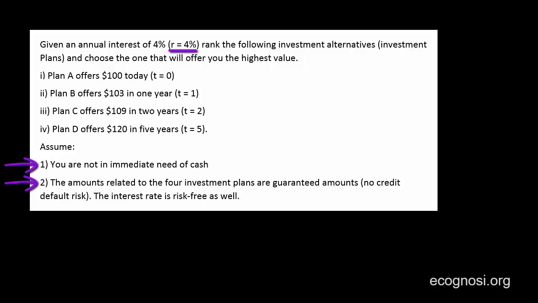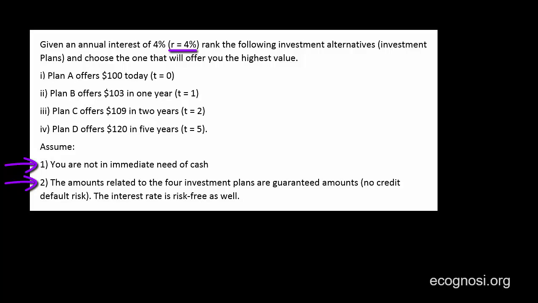Therefore, in order to solve this problem, in order to rank our investment plans and choose the most valuable one, we just need to account for time value of money differences. In other words, we need to account for the fact that the amounts related to the 4 investment plans are in different points in time. To make it perfectly clear, we cannot just compare the amounts associated with the 4 plans in absolute terms, that is as they are right now. We first need to account for the fact that they're in different points in time. And how do we do that? By taking the amounts at the same point in time.